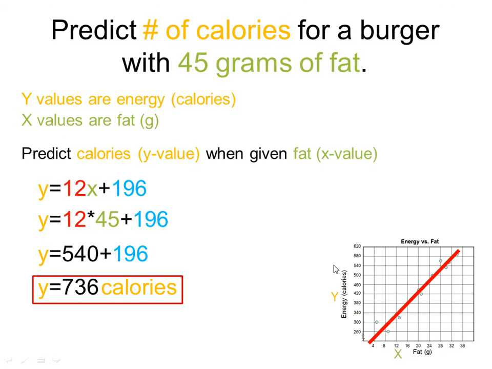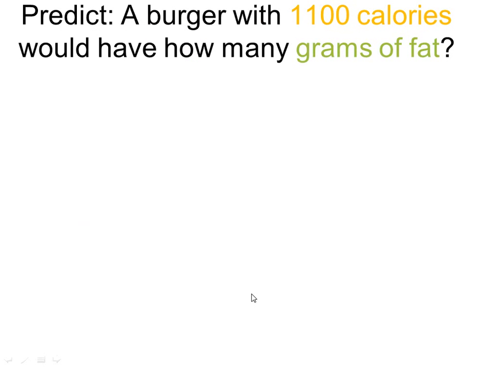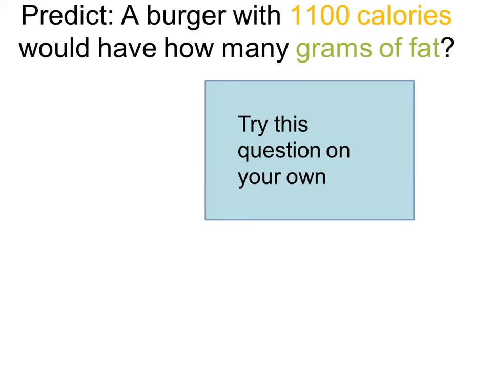Sorry, I want to jump back to this slide. I just want to make sure I say this correctly. 45 grams of fat would have 736 calories. I'm just worried I misspoke and said 1,100. Sorry, going back to this. A burger with 1,100 calories would have how many grams of fat? I would like you to please pause the video and try this question on your own.